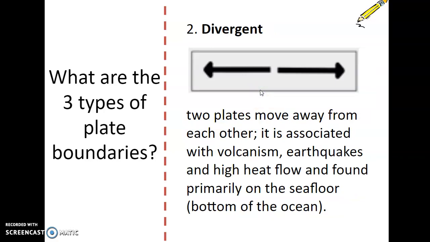The second type of plate boundary is a divergent plate boundary. So you can think of diverging as moving away from each other. So two plates move away from each other, and it's often associated with volcanism, so volcanoes, earthquakes, and high heat flow, and found primarily on the bottom of the ocean or the seafloor.